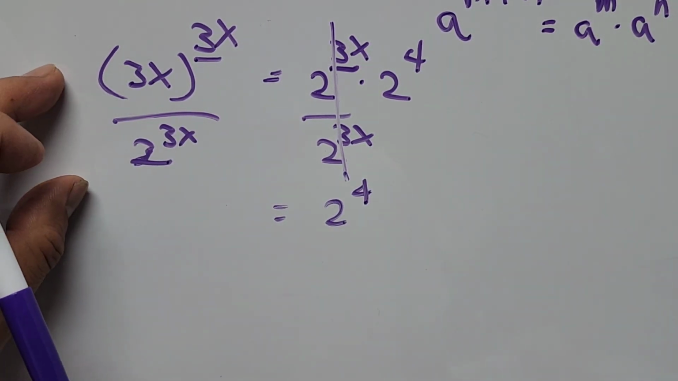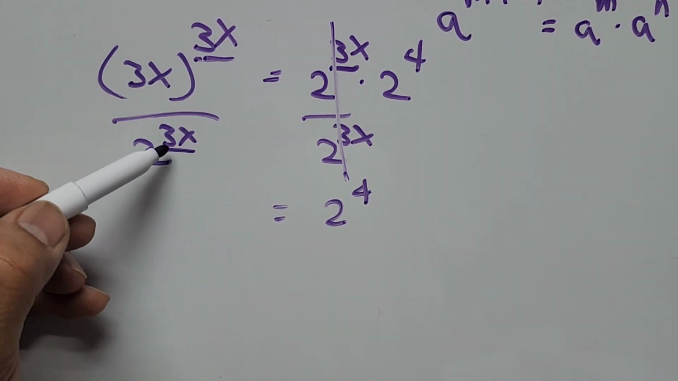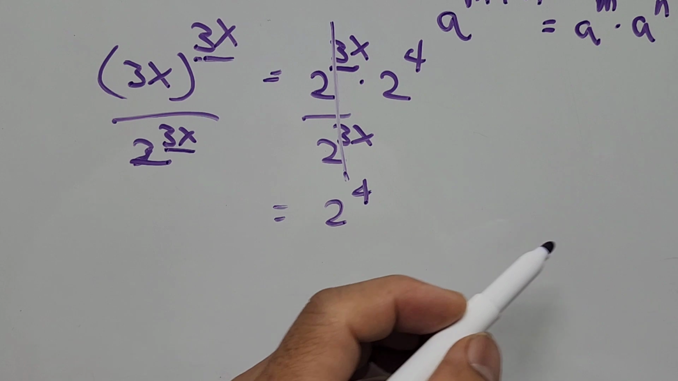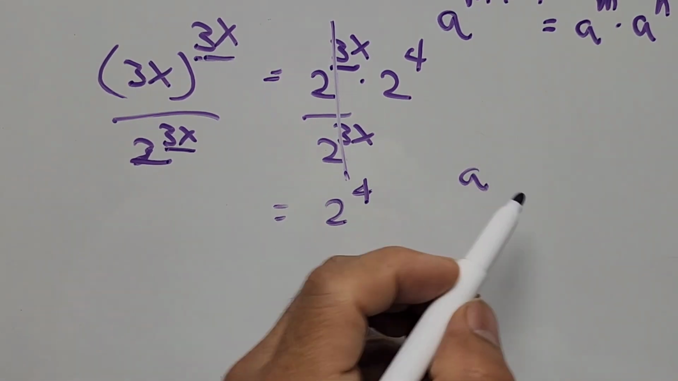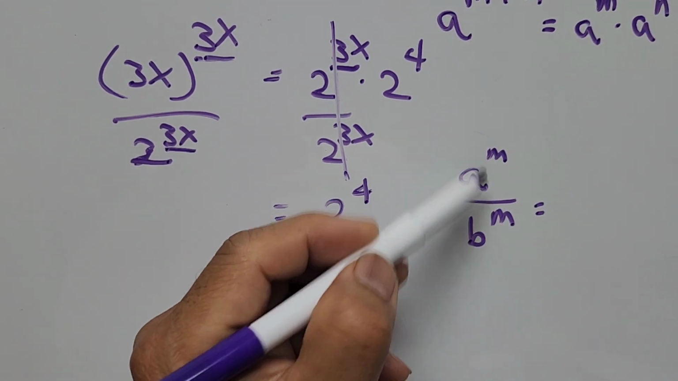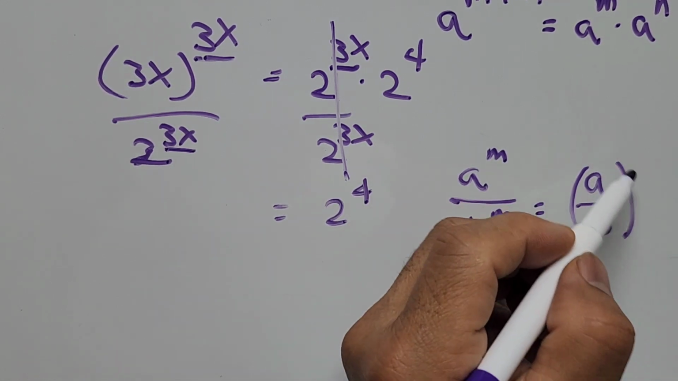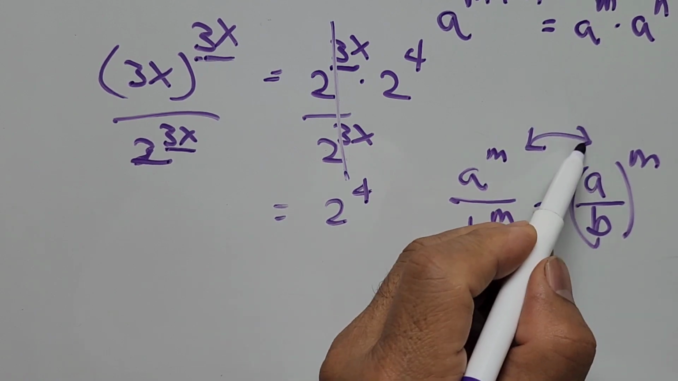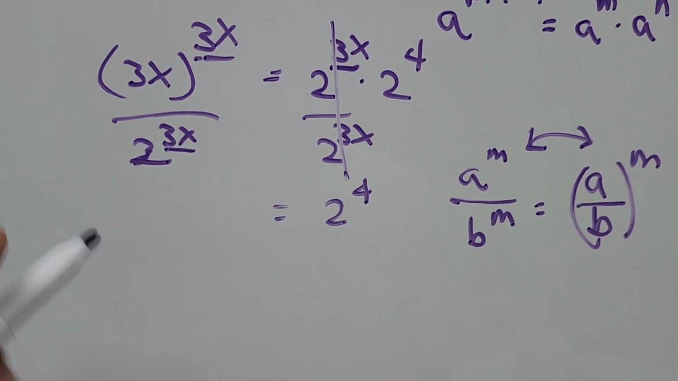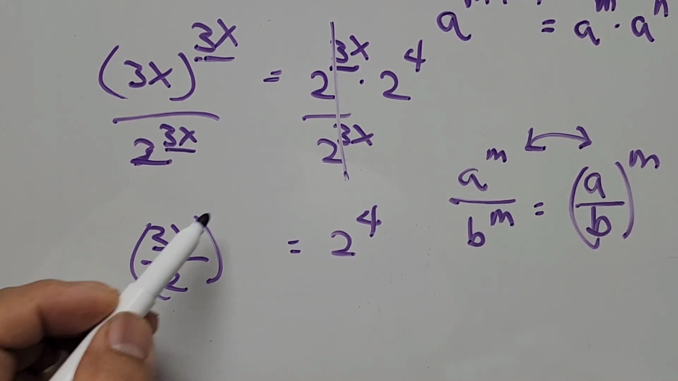On the left hand side, if you notice, the numerator and denominator have the same exponent 3x, so we can combine those bases. Based on the exponent formula, a to the exponent m divided by b to the exponent m, they have the same exponent, so we can combine as a divided by b, to the exponent m. Applying this property on the left hand side, we have 3x divided by 2, to the power of 3x.